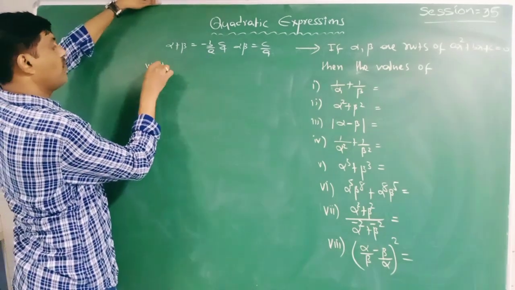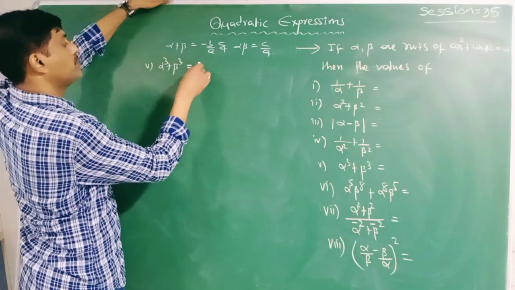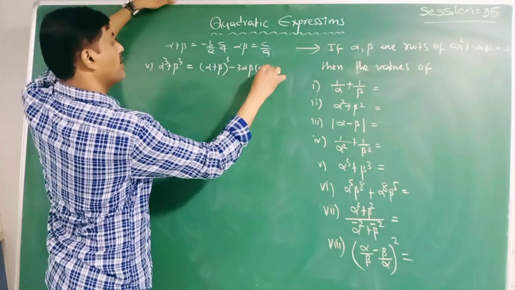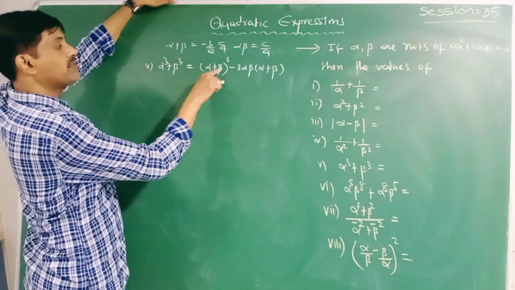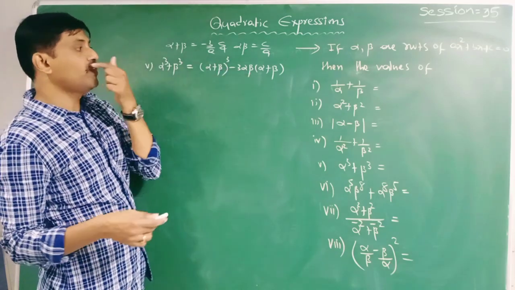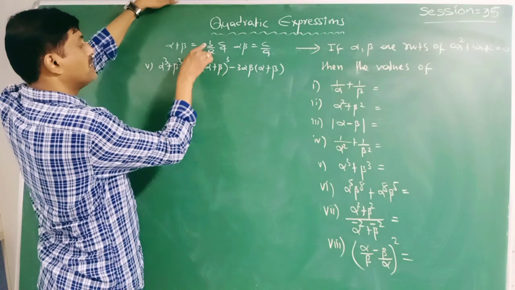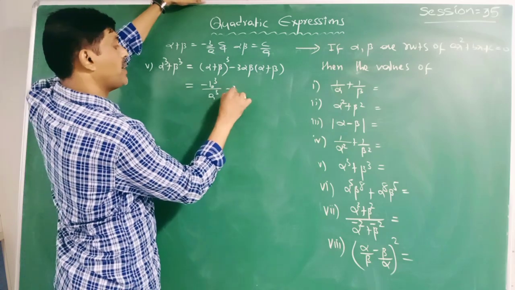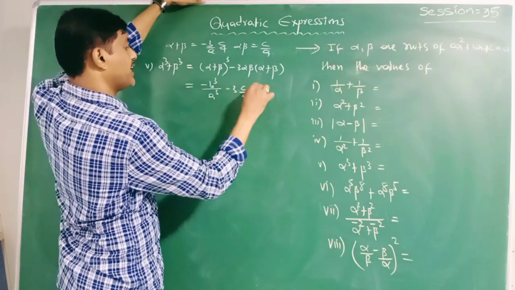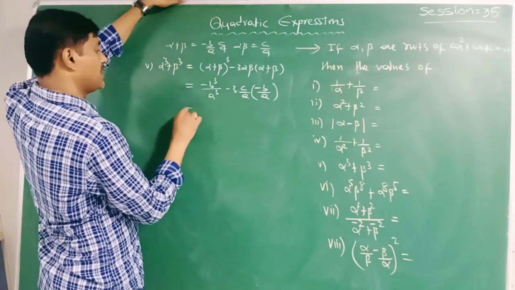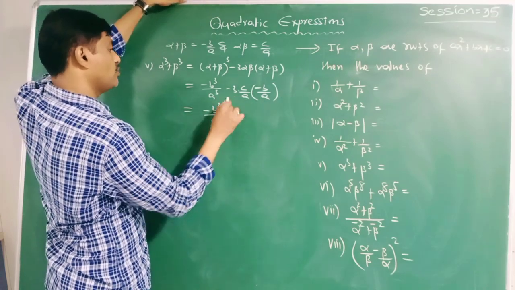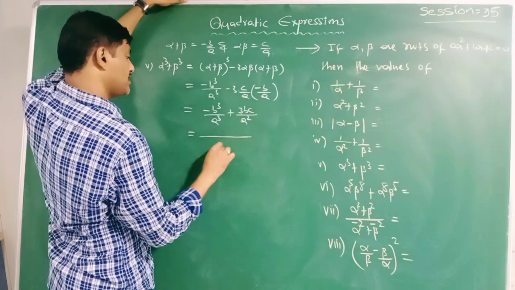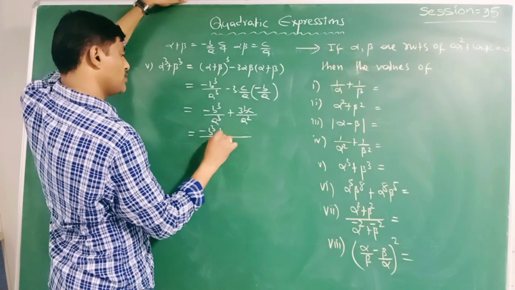Fifth one, alpha cube plus beta cube. a cube plus b cube is nothing but (a plus b) whole cube minus 3ab of (a plus b). So this is (alpha plus beta) whole cube minus 3 alpha beta of (alpha plus beta). Alpha plus beta is minus b by a, whole cube, means minus b cube by a cube, minus 3 into c by a, into minus b by a. This is minus b cube by a cube, minus minus will become plus 3bc by a square. Now the LCM is a cube: minus b cube plus 3abc.